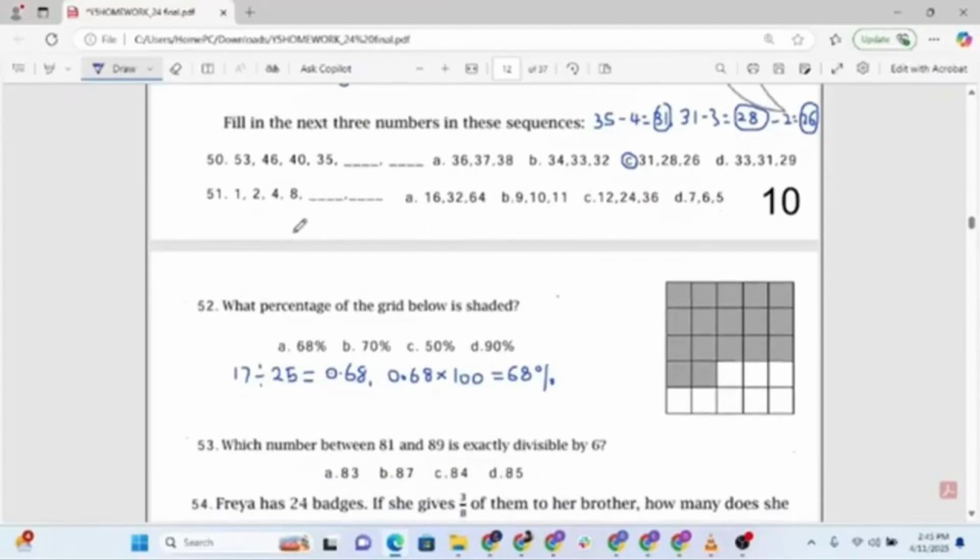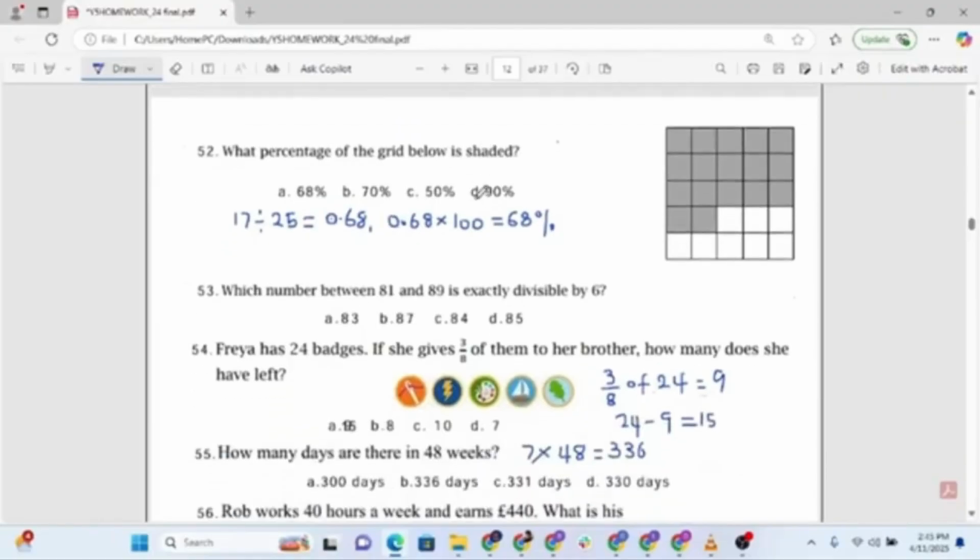Question 51. Fill in the next 3 numbers in this sequence. 1, 2, 4, 8, blank, blank, blank. The correct answer is option A, 16, 32, 64. Explanation. Each term is obtained by multiplying the previous term by 2. 1 times 2 equals 2. 2 times 2 equals 4. 4 times 2 equals 8. 8 times 2 equals 16. 16 times 2 equals 32. 32 times 2 equals 64.